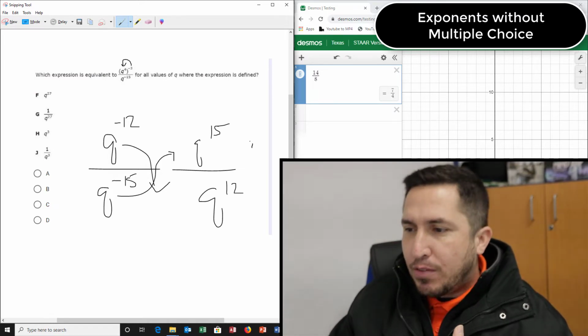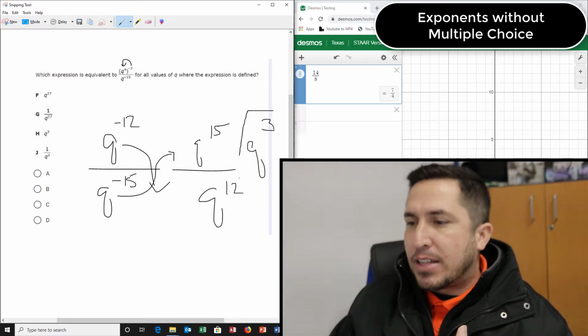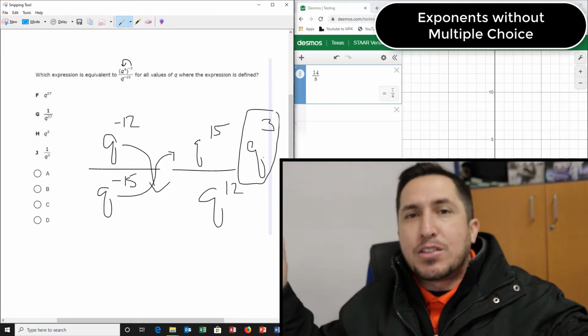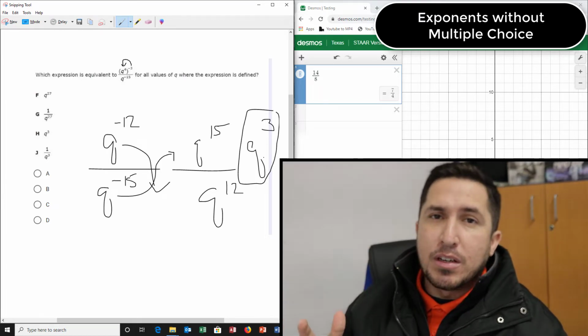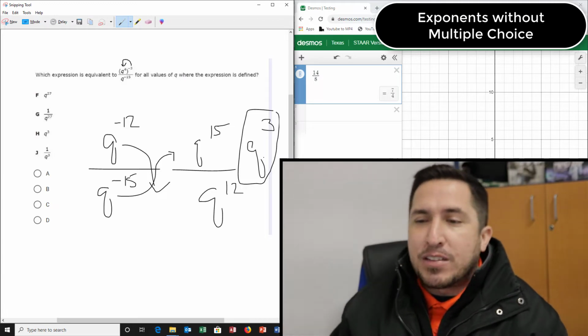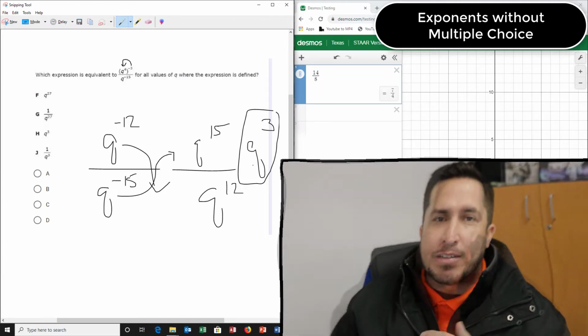15 subtract 12 gives me q to the 3, and that's going to be on the top. And you're all done. You're finished. It's really easy when you know the rules. But if you don't know the rules, it's going to be tougher to type all this stuff in. All right, but there you go. We're all done. All right, next one.